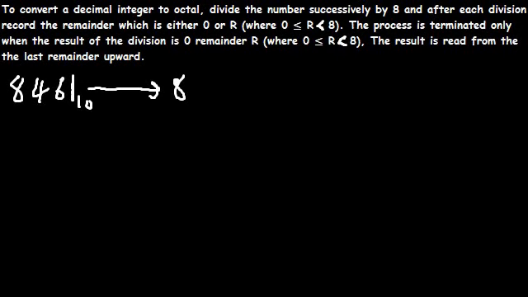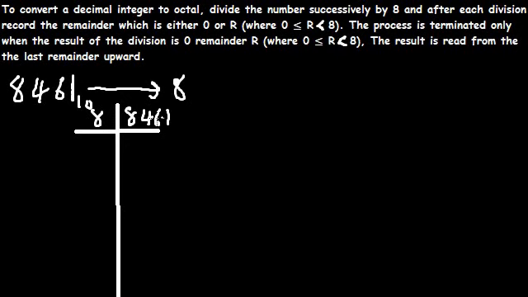So first, we will need to draw a table that will consist of just 2 columns. Let me bring it down a little bit. At the left hand side of the table, you have the divisor, which is 8. And at the right hand side, you have the value which is divided, which is 8,461. Now we can begin the division process.